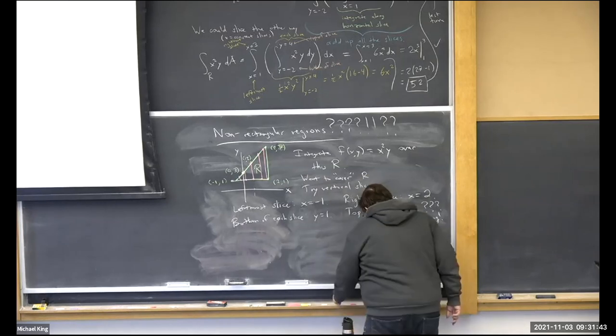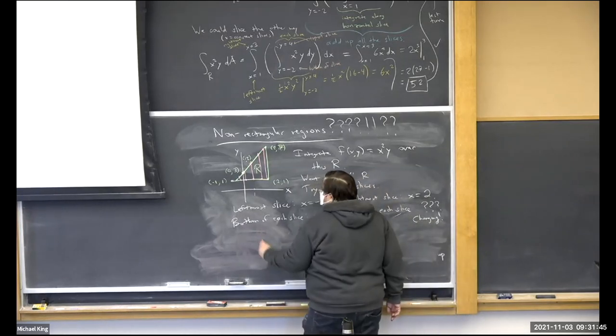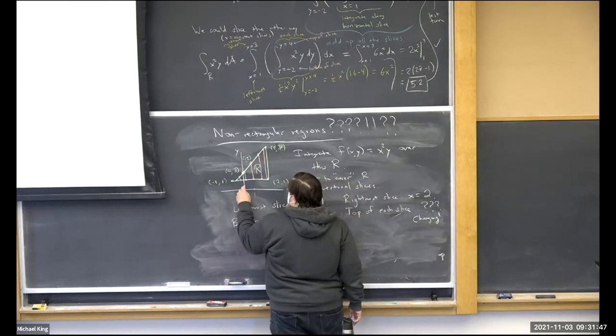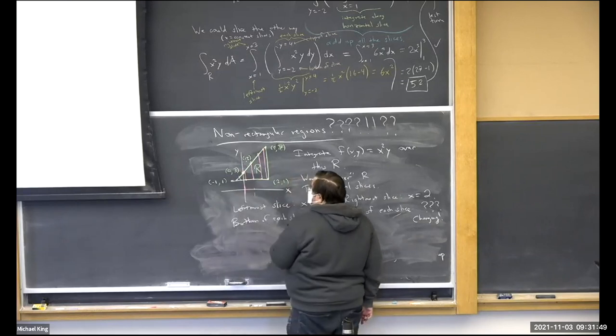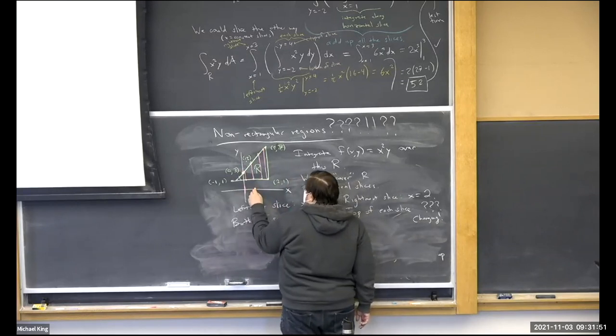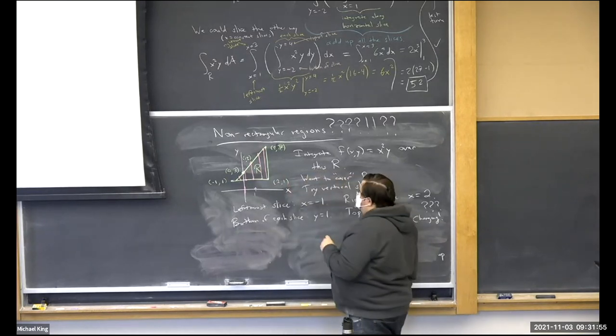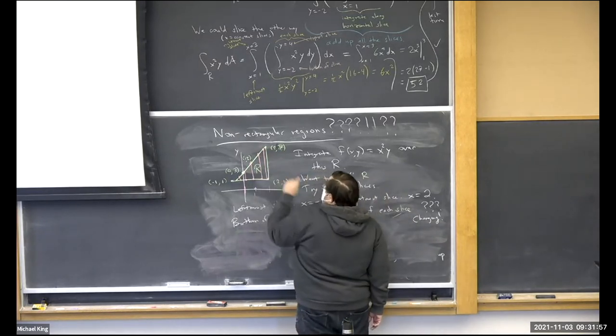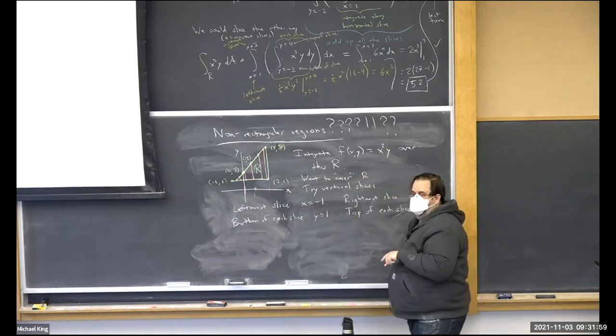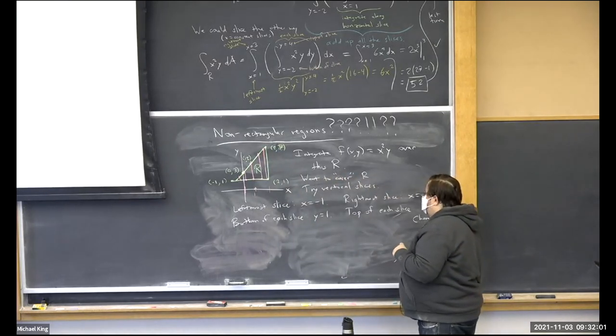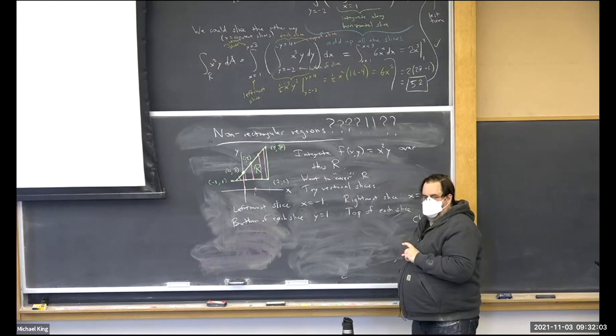So if I took the slice at x equals 0, the top of the slice would be 3. If I took the slice at x equals 1, the top of the slice would be 5. If I took the slice at x equals 2, the top of the slice would be 7. So it's changing, right? But we're mathematicians. We can figure this out, right?